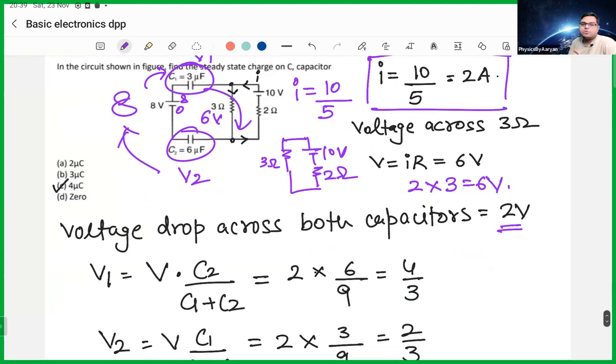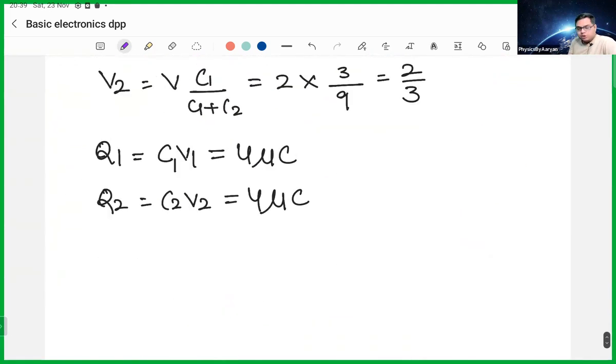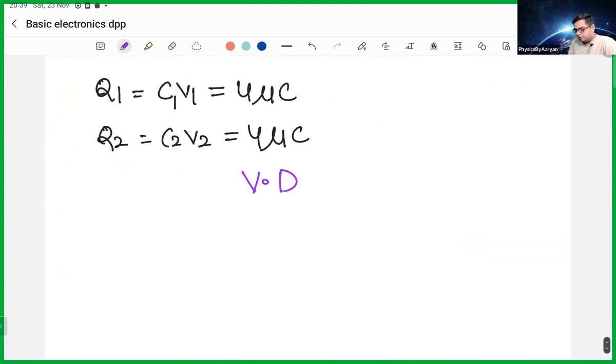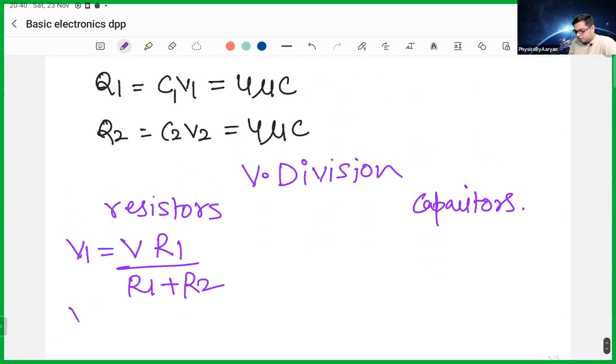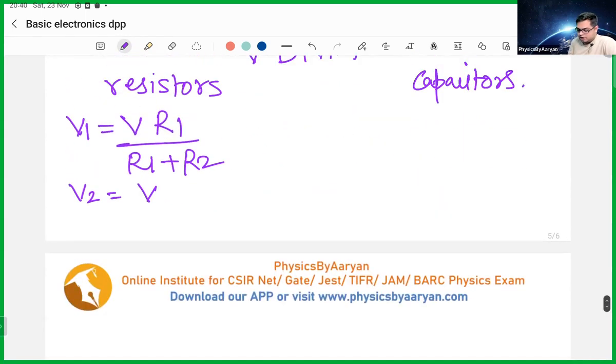So I will use the voltage division rule. Let me be very clear: the voltage division rule for resistors and for capacitors are very different. For resistors, the rule says V1 is equal to V into R1 by R1 plus R2, and V2 is equal to V into R2 by R1 plus R2. Basically, if you are finding V1, you multiply by R1, and if you are finding V2, you multiply by R2. This is a rule I taught you.